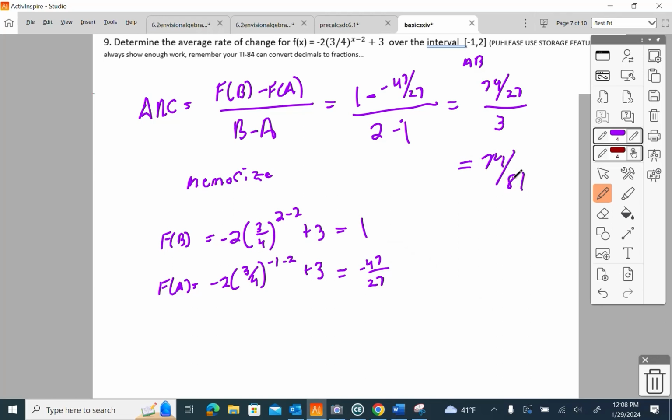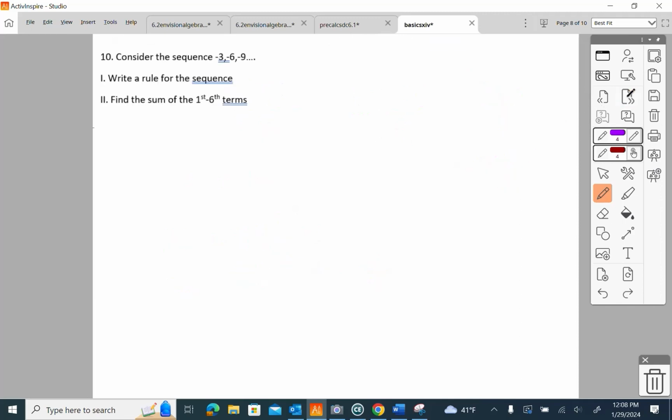Done. All right, now you're at 18 of 36 points. So you made a 50. Consider this sequence: -3, -6, -9. Write a rule for the sequence.